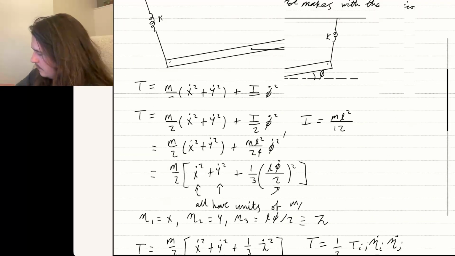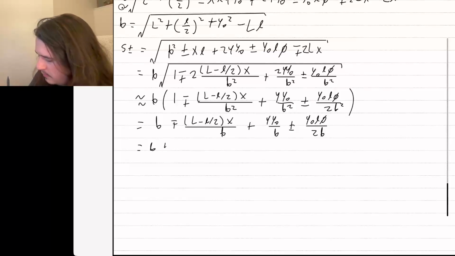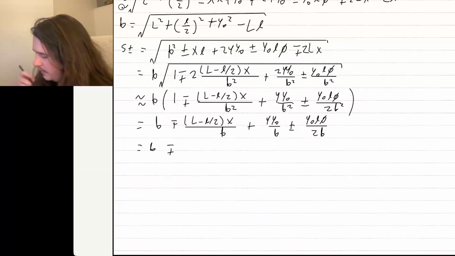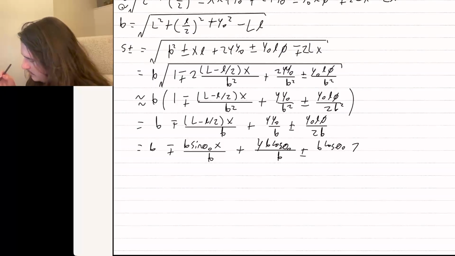So we said that L minus L over 2 is just B sine theta naught. Look at that, the B's are going to cancel out. We said that Y naught was B cosine theta naught, plus or minus the Y naught L, Y naught being B cosine theta naught. And then L phi over 2 we said was Z already, so let's just call that Z. And that's over B still.